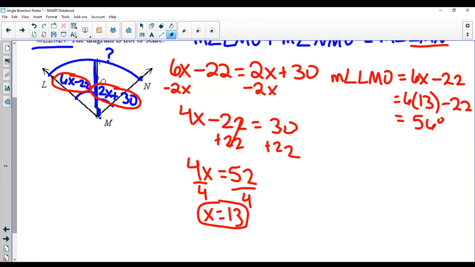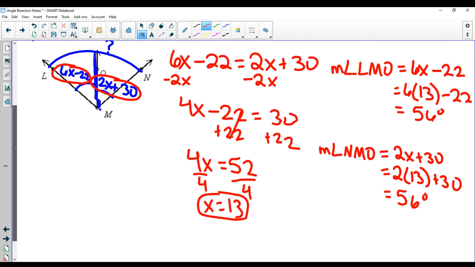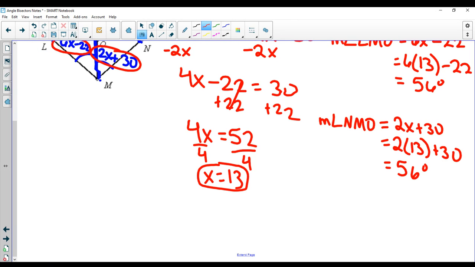Hang on. The measure of angle NMO equals 2x plus 30. So plug in 13. That's also 56. Because 2 times 13 is 26, add 30 is 56. Now, from this point, we know we solved for x correctly because both those pieces match. Okay? And they have to match because we're bisected.